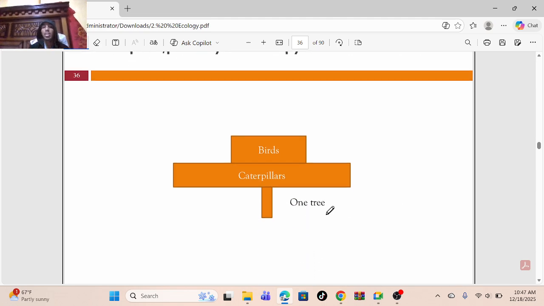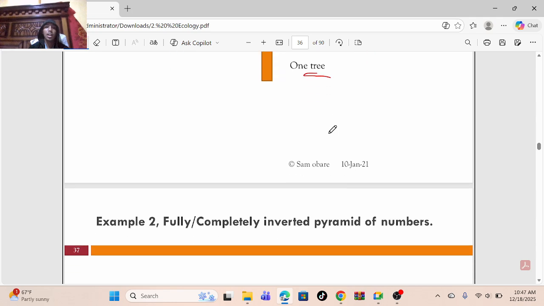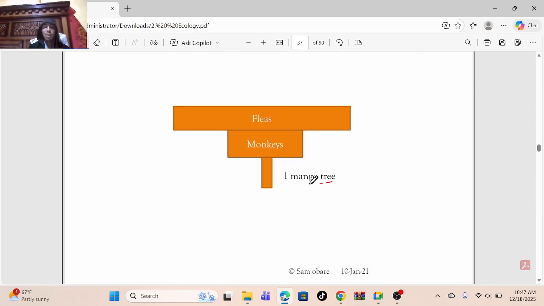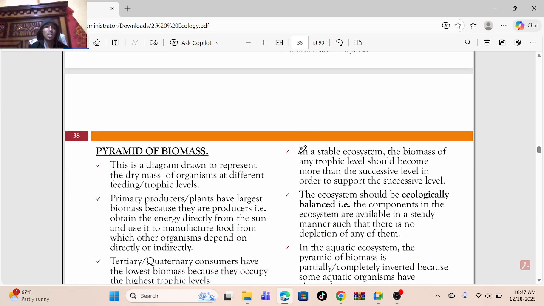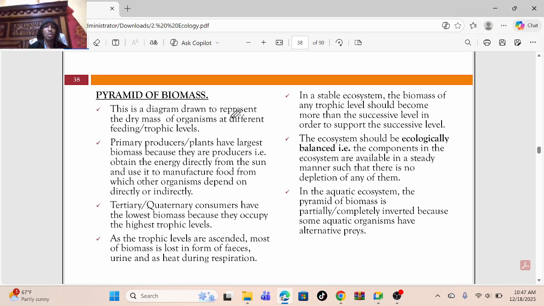So look at this, one tree fed on by many caterpillars, then caterpillars fed on by birds. One mango tree is fed on by many monkeys. These monkeys are fed on by many fleas, because fleas are just like the way ticks feed on cows. So monkey moja sasa inaweza kuwa na million au thousand of fleas, so inakuwa inverted. So pyramid of biomass is just to represent the dry mass. Ujue dry mass of organisms is different through the trophic levels.